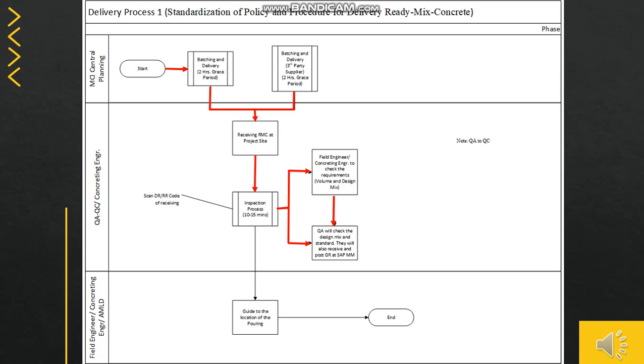Once the RMC delivered is all correct, the QA/QC will also receive and post the GR at SAP-MM through scanning the DRR code given to the delivery driver. After the receiving process, the field engineer or concreting engineer will guide the RMC truck to the location of pouring.